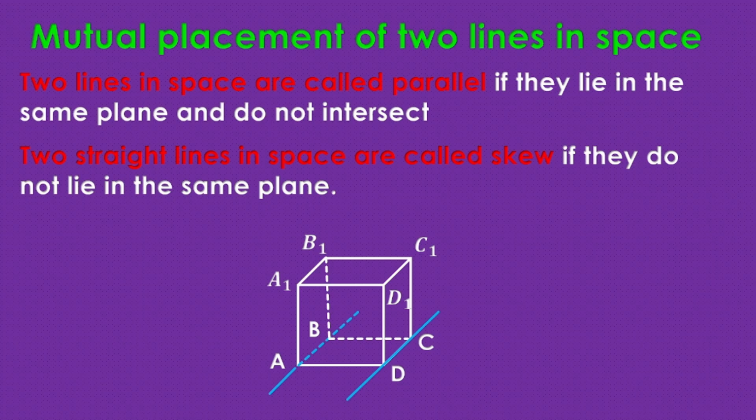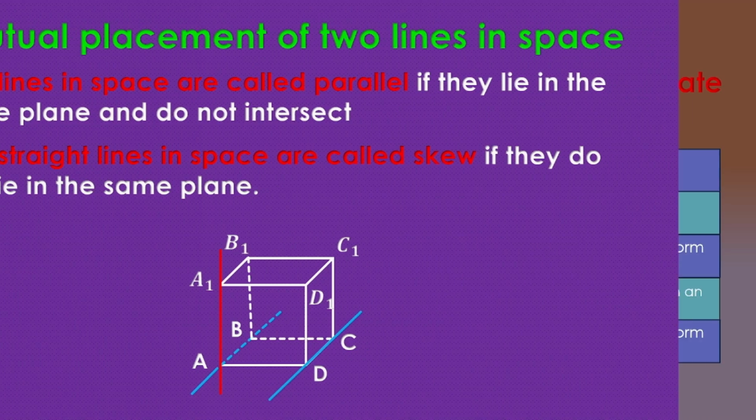And also, two lines in space are called skew if they do not lie in the same plane. And remember that skew lines in space do not intersect. So if we look at the figure, we see that the line A1 and the line CD will be skew. Why? Because the line CD belongs to the plane ABCD, and the line A1 either belongs to the plane A1D1D or A1B1B1. That is, they will never lie in the same plane and will never intersect, so they are called skew.